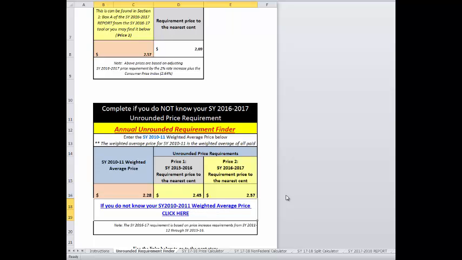On this tab, we're shown the sponsor's weighted average price requirement for the upcoming school year, the 2017-18 school year. The tool shows that that price requirement is going to be $2.69. If we look a little bit down on the screen, we can see that the sponsor's weighted average price requirement for the current school year is $2.57. Well, we're going to move on briefly to the tab titled SY 1718 Price Calculator.